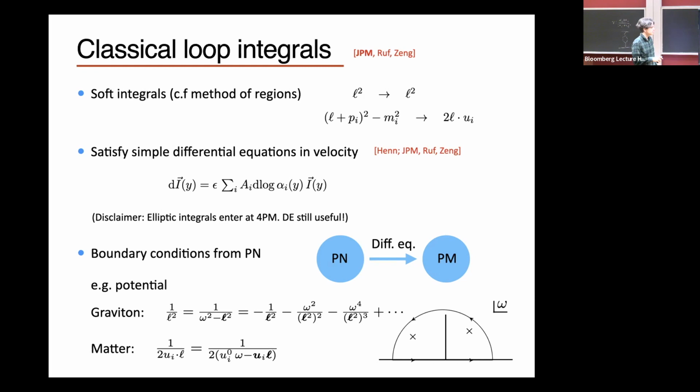And the differential equations, because they're in velocity, we can use the post-Newtonian data as the boundary condition. Once you write the differential equation, you take the leading post-Newtonian order, and the differential equation gives you the whole velocity series for free. So it just resums it. In a sense, that's where our power comes from, being able to do orders in velocity. And the boundary conditions are very easily computed.